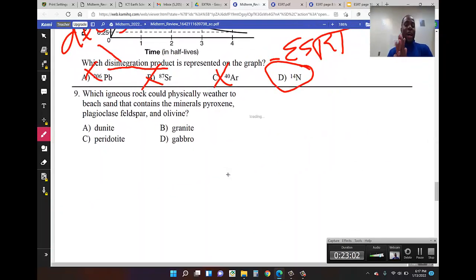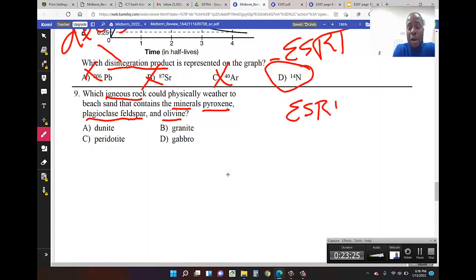All right, question number 9. Which igneous rock could physically weather to beach sand that contains the minerals? So I'm looking at igneous rock that can decompose to produce these minerals: pyroxene, plagioclase feldspar, and olivine. Since it has to do with igneous rock, I'm definitely looking at my ESRT page number 6 or 7. I hope I'm right, but I know it's around that area, 6 or 7.